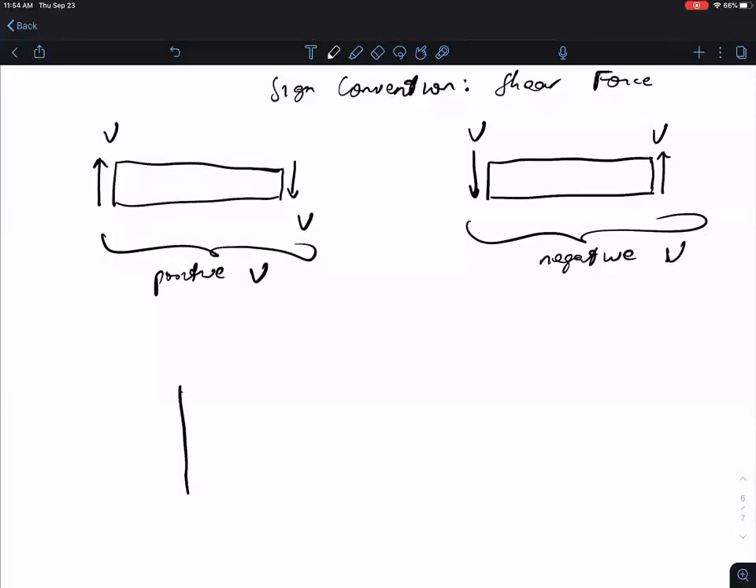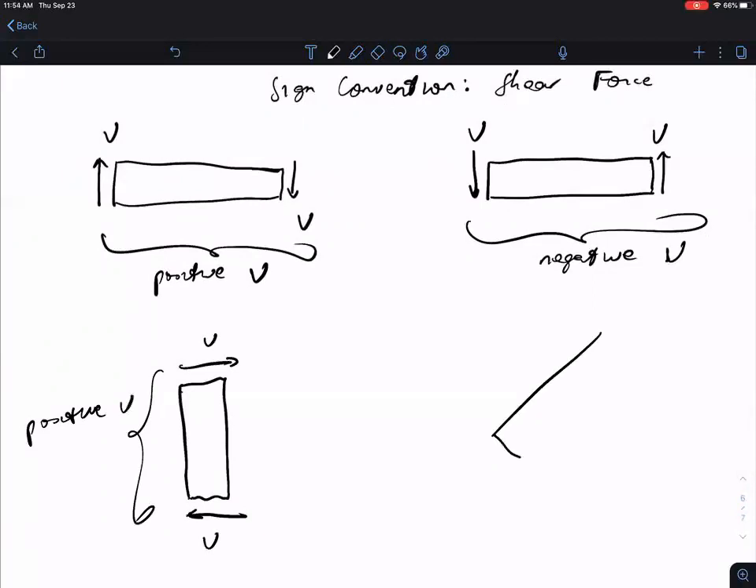Similar to the axial forces, this rule applies regardless of the orientation of the element. So here we have an element that's oriented vertically. And in this case, the couple produced by the shear force is clockwise. So we would say this is a positive shear force. And we can also look at the case where we have a diagonal element. And in this case, the shear force produces a counterclockwise moment. So this would be a negative shear force.